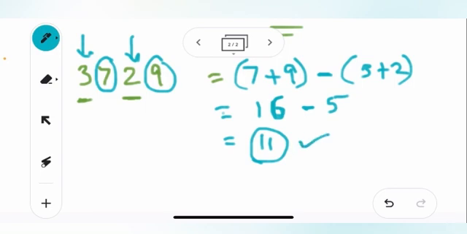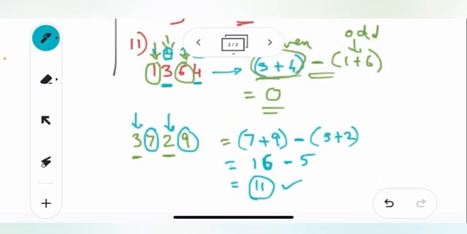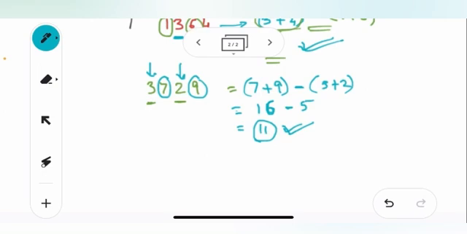So I can say this is divisible by 11. Two things we have seen: when it is 0, then it is divisible by 11. When it comes to 11, then also it is divisible by 11.